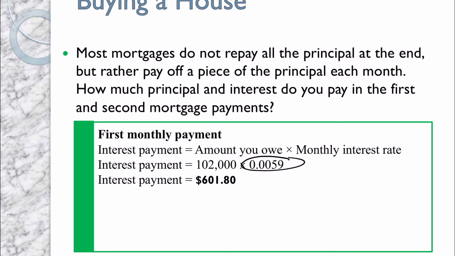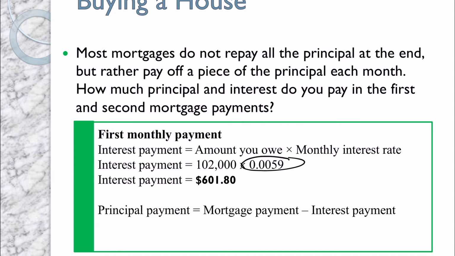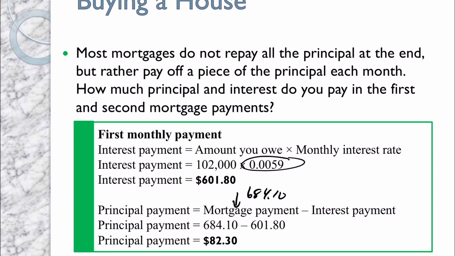We know from our previous calculation that our mortgage payment per period is going to be $684.10. If of that $684.10, $601.80 goes towards interest that's accruing, then the amount of that payment that goes towards principal is $82.30. Okay? And then you could go ahead and do this again for your second monthly payment.